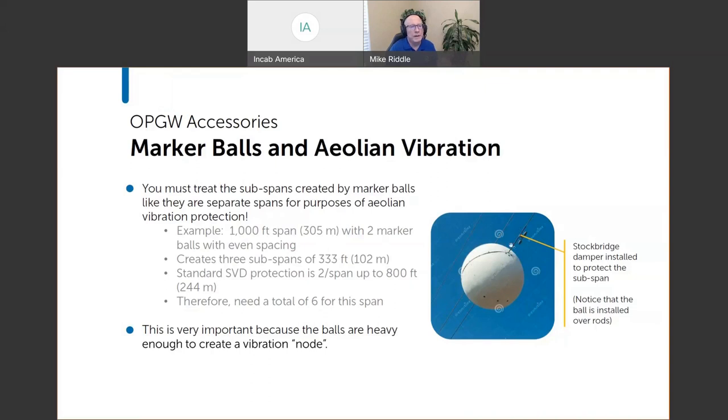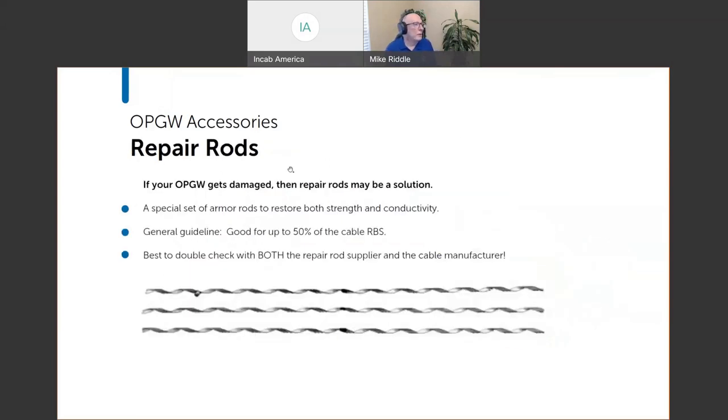The standard SVD protection plan, remember from many slides ago, was two per span up to 800 feet. So in this example, you would need six SVDs: three subspans, two per span, six. If you just ignored that and just looked at the 1,000 foot, you would only be using four, because four was good from 800 feet up to 1600 feet. You wouldn't have enough protection. This is the way that you should do it.